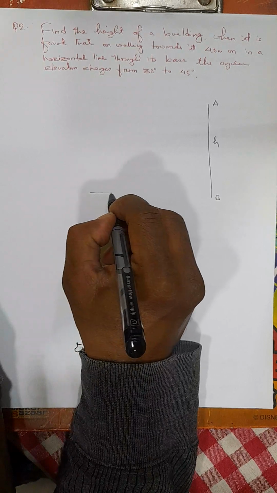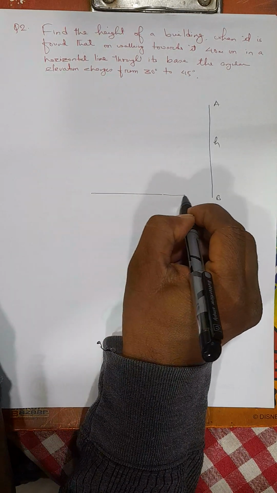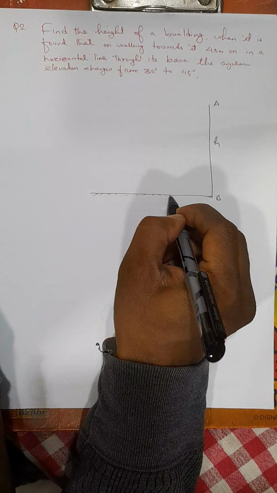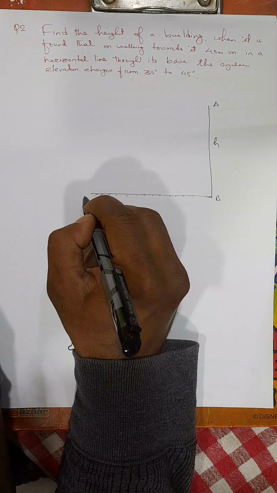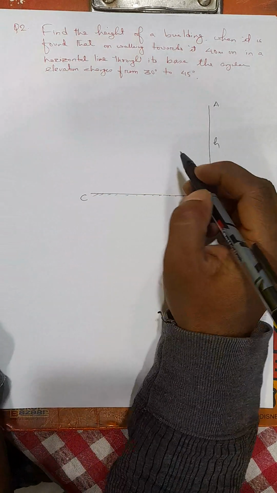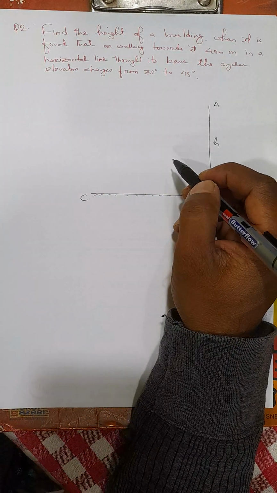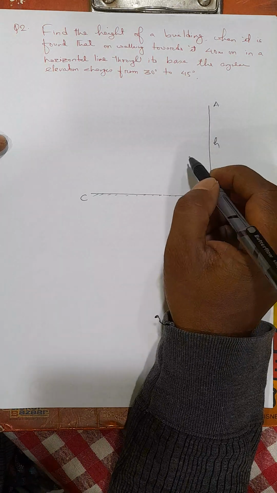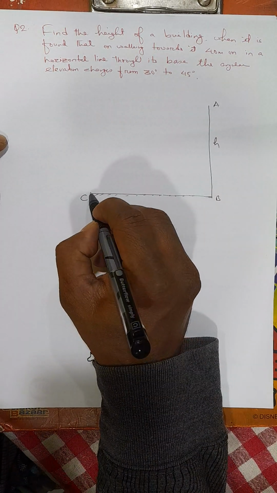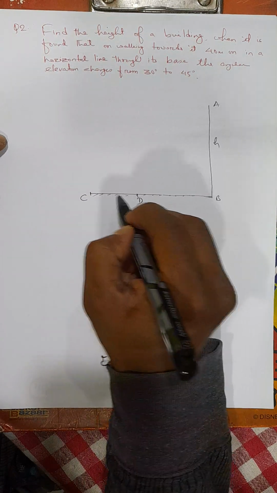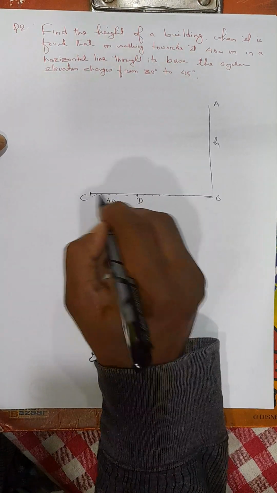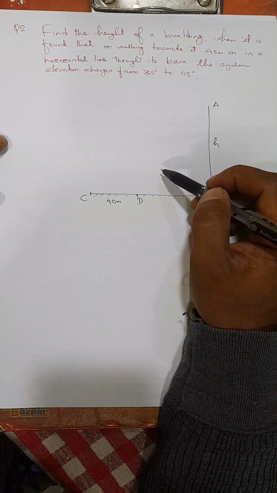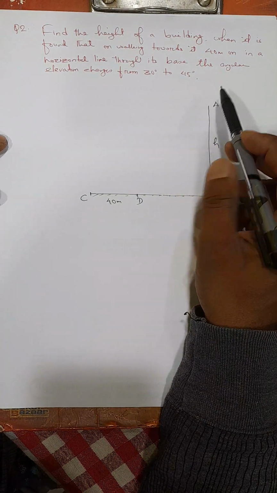Imagine horizontal line on the ground. This is ground level, right? This is ground level. Say this is point C. And you are walking towards the tower 40 meter. You are walking from suppose C to D. Suppose you are walking from C to D, that is 40 meter suppose. Then angle of elevation changes from 30 degree to 45 degree.